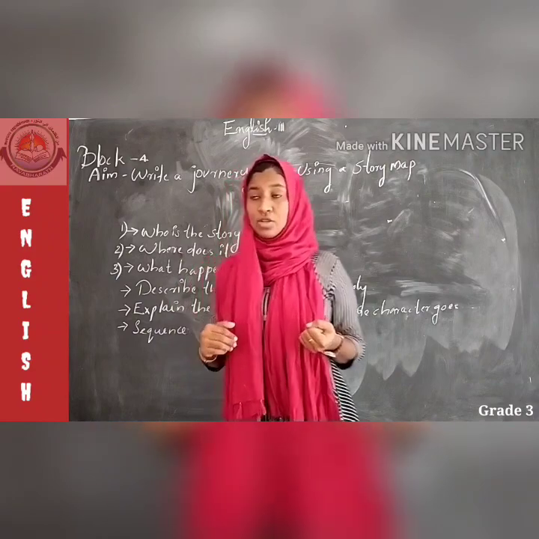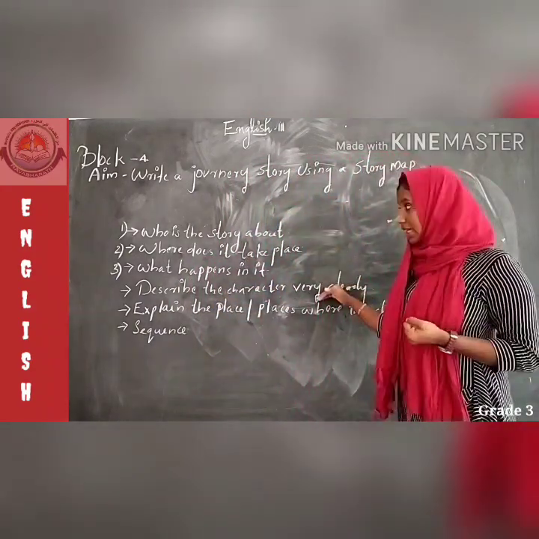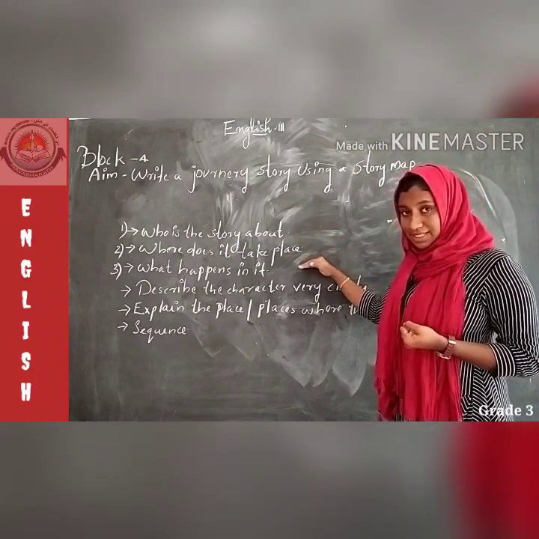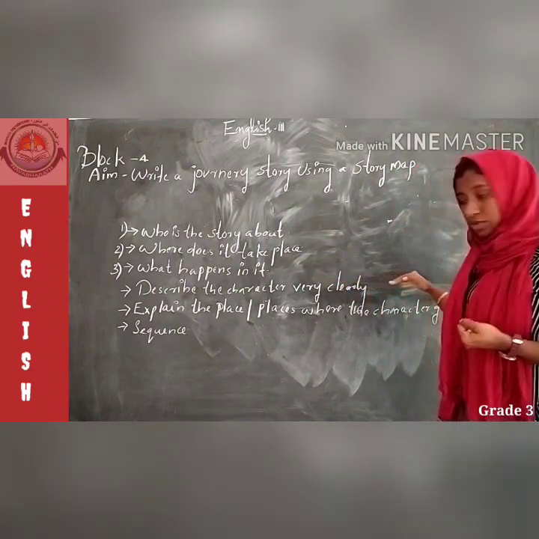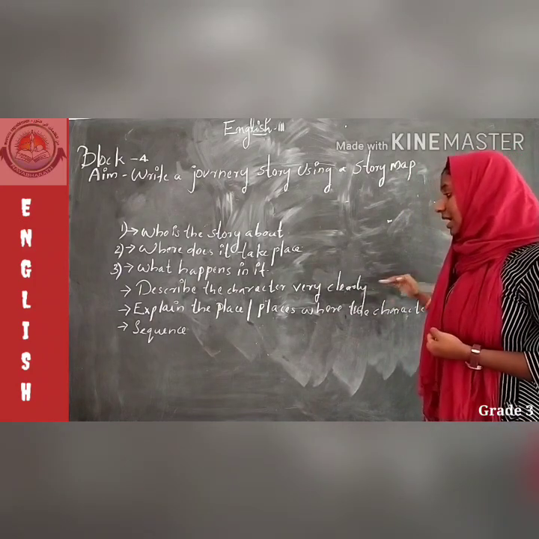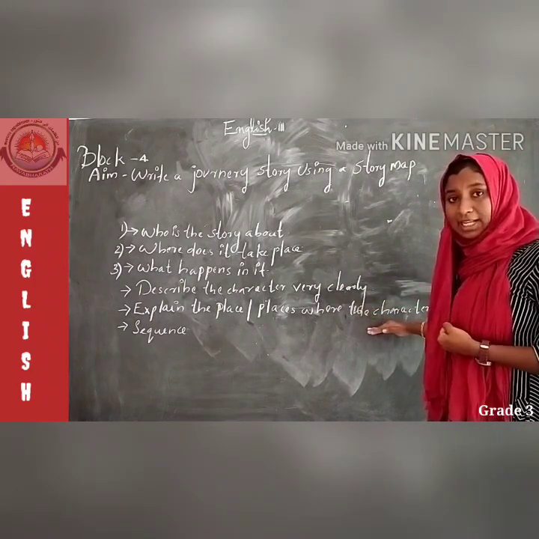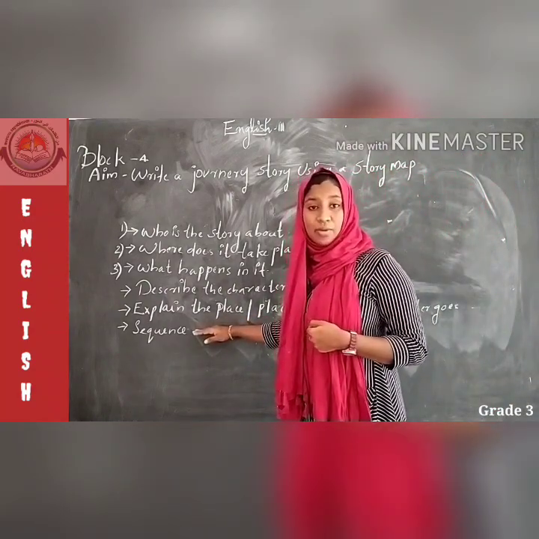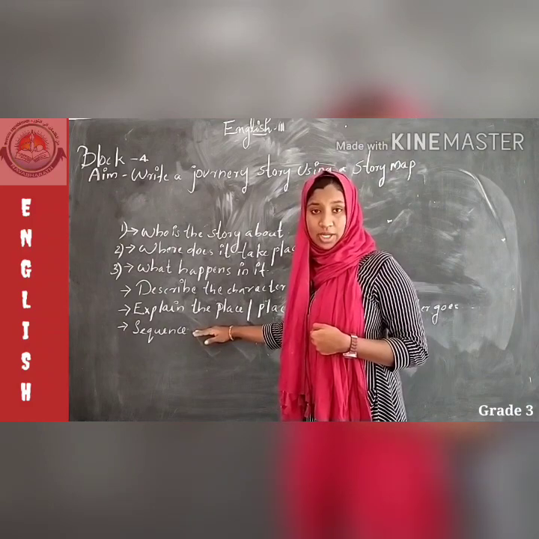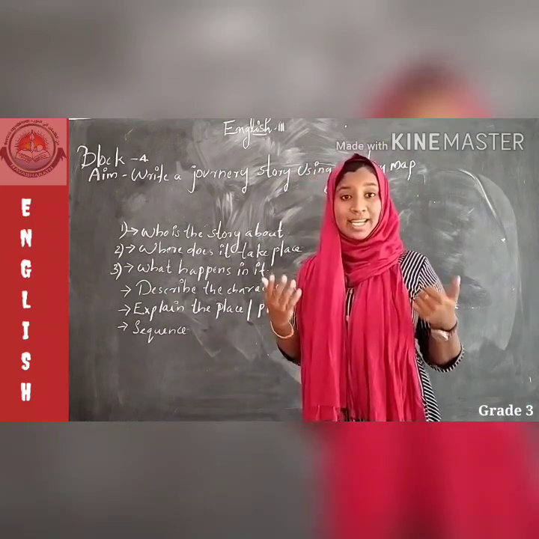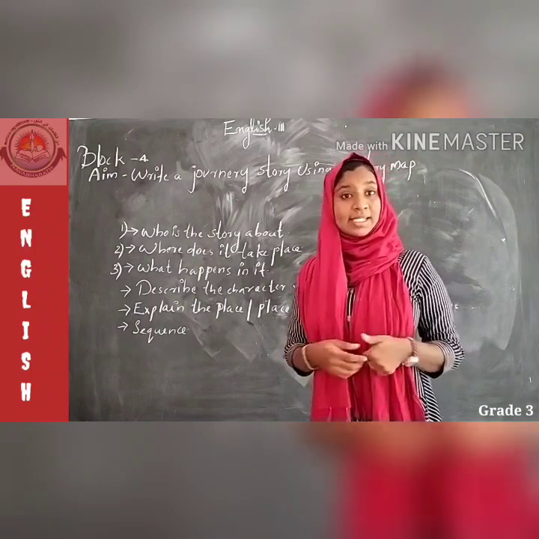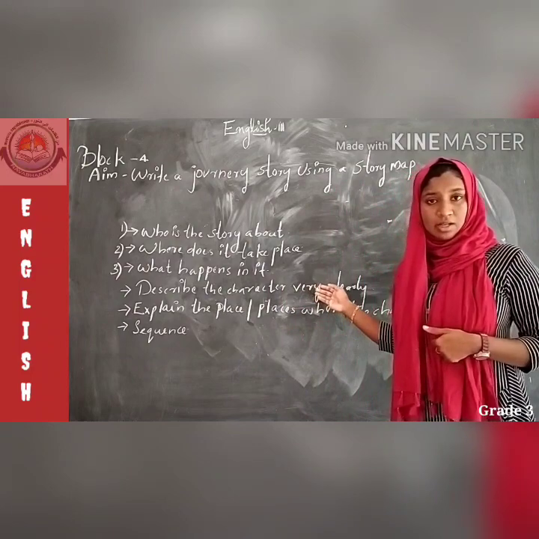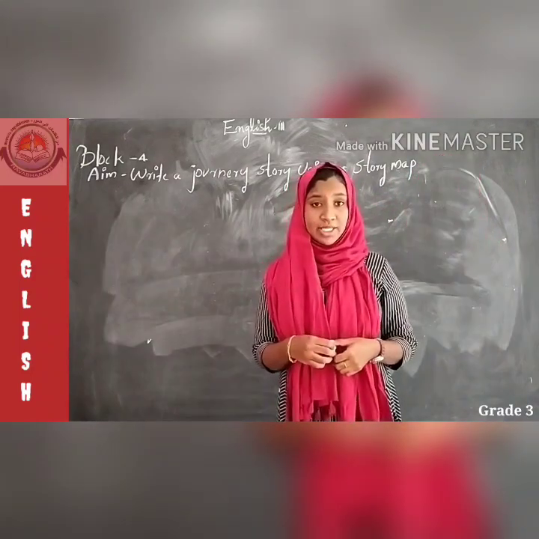So while writing a story, you should be aware of these things. First, who the story is about, where it takes place, and what happens in it. And describe your character very clearly, explain the place or places the character goes, and the sequence. Sequence means your story must have a beginning, middle and an end, okay? After that you fill your ideas in a story map and then create your own story, okay? Do you remember our last class? Is it clear to you, children?